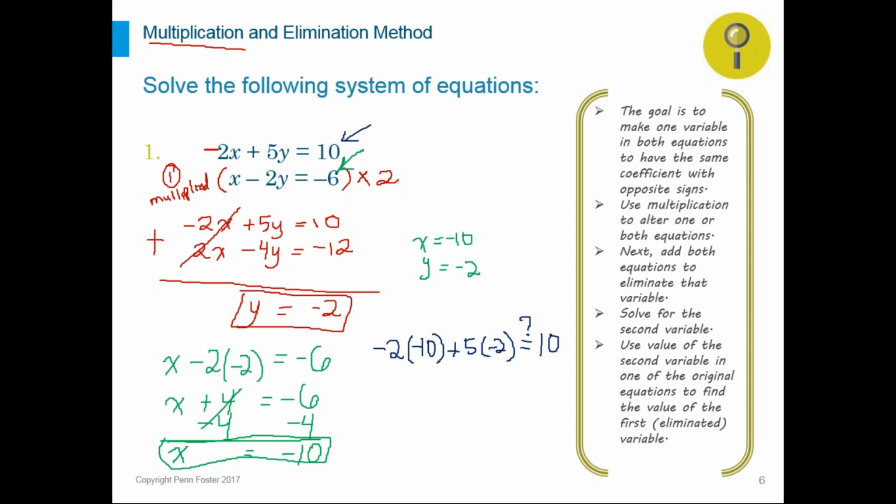Negative 2 times a negative 10 is positive 20. And then 5 times negative 2 is negative, or minus, 10. Does it equal 10? Well, 20 minus 10 is 10. So the left-hand side equals the right-hand side. Our values are correct. So this is how we check if our work is correct or not.